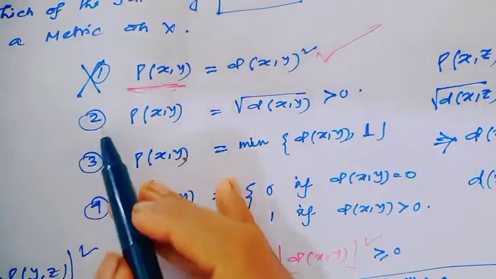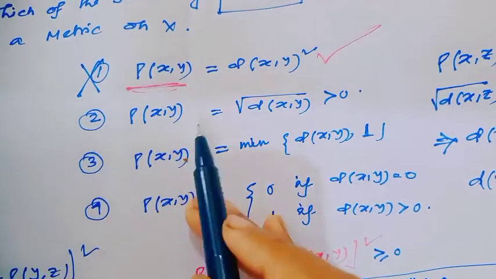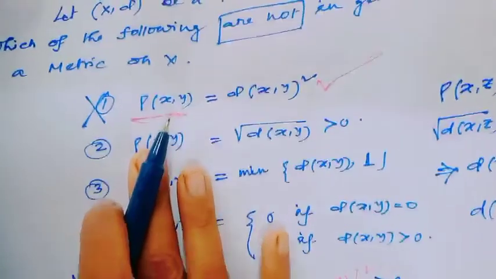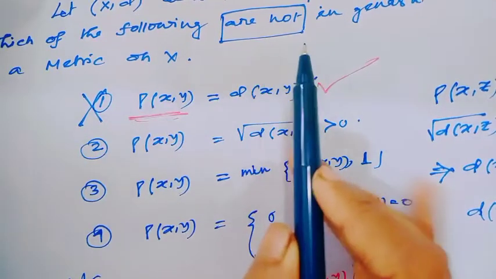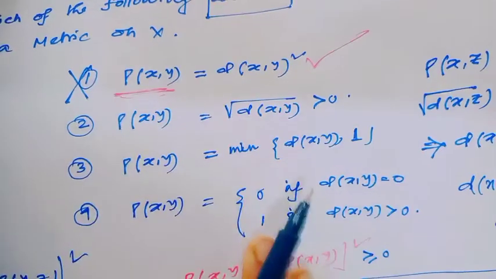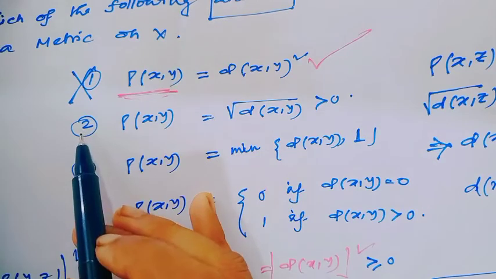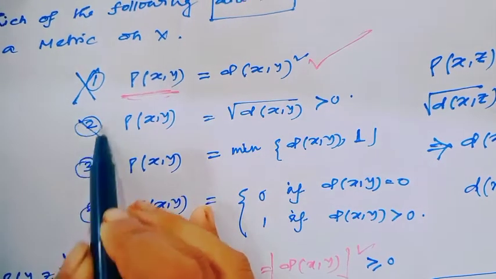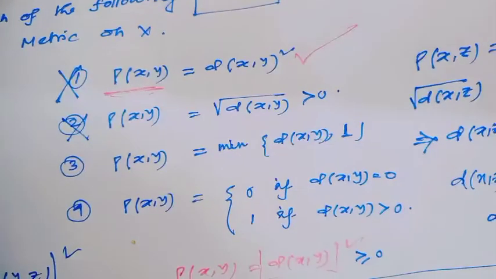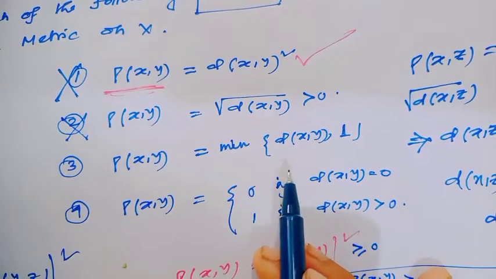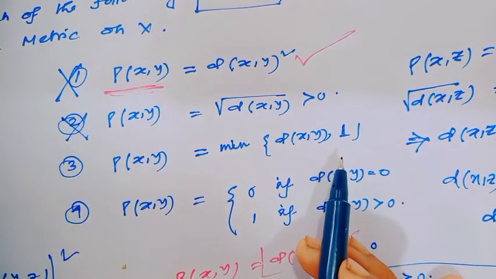So obviously this is a metric space, but the question has asked which of the following are not metric spaces. So option 2 is a wrong option. And rho of xy equal to minimum of d of xy comma 1.